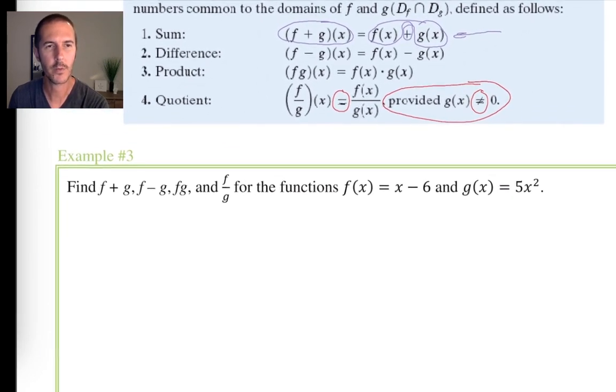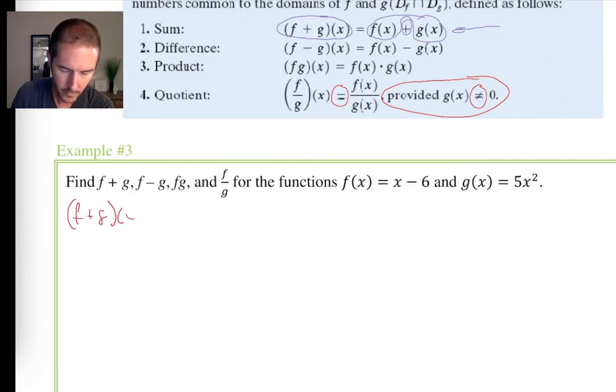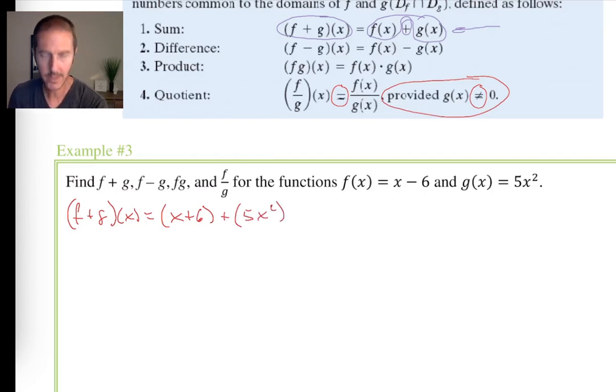So this example wants us to build all of our composite functions. So f plus g of x, which is f of x plus g of x. So we've got our x plus 6, that's f of x, plus g of x, which is 5x squared. There isn't much to do with this other than maybe shuffle the order around. Typically we see the larger exponent term written first, so I would write the 5x squared and then plus the x to the first, and then plus our constant value of 6.